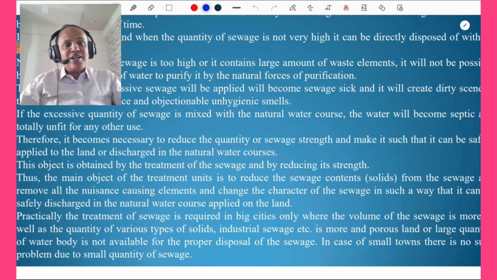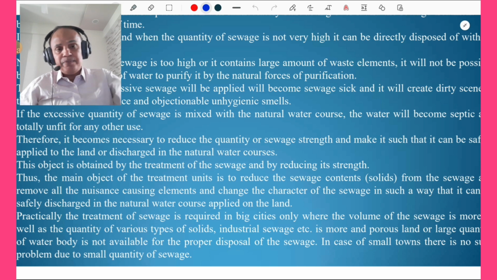Practically, the treatment of sewage is required in big cities where the volume of sewage is more, as well as the quantity of various types of solids, industrial sewage, etc. is more, and porous land or a large water body is not available for the proper disposal of the sewage. In case of small towns, there is no such problem due to the small quantity of sewage. So, we learned that if the city is big and the amount of sewage is much more and it contains many more waste elements, in such cases the sewage treatment is absolutely required.